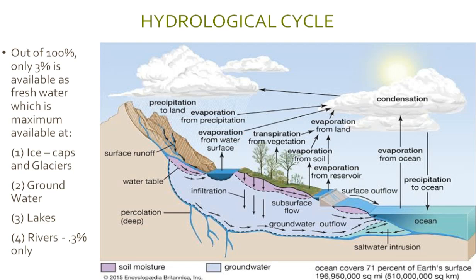So the first one is hydrological cycle. So guys, you should know that out of 100%, only 3% is available as fresh water, which is maximum available at ice caps and glaciers, and the least amount of fresh water is available in rivers, that is 0.3% only. So guys, hydrological cycle is all about the water cycle that involves the continuous circulation of water in the earth atmospheric system. And of the many processes involved in the water cycle, the most important are evaporation, transpiration, condensation, precipitation, and runoff, as you can see in this diagram.